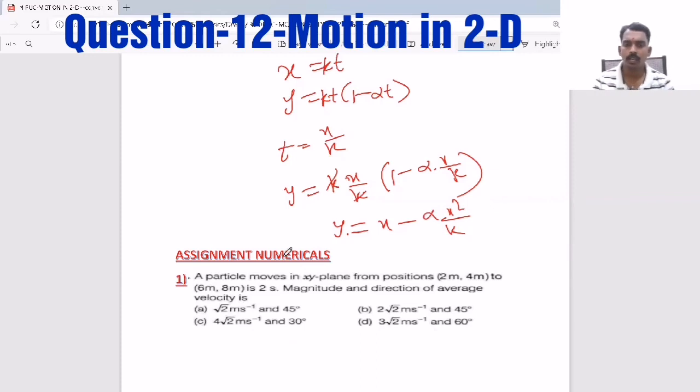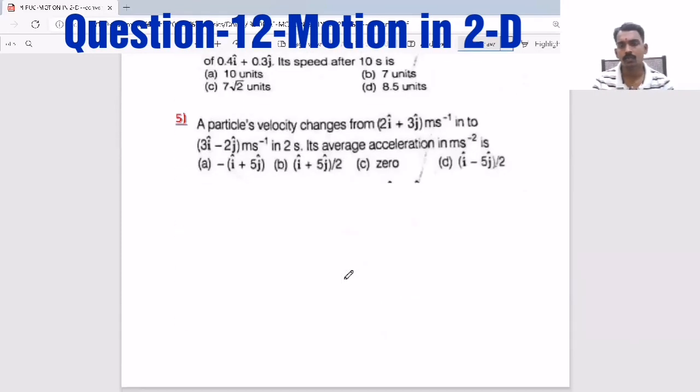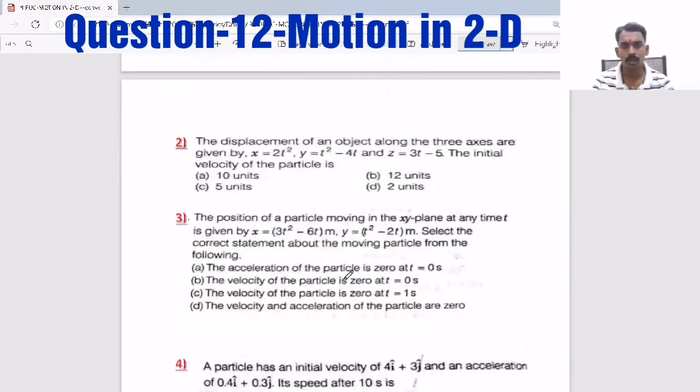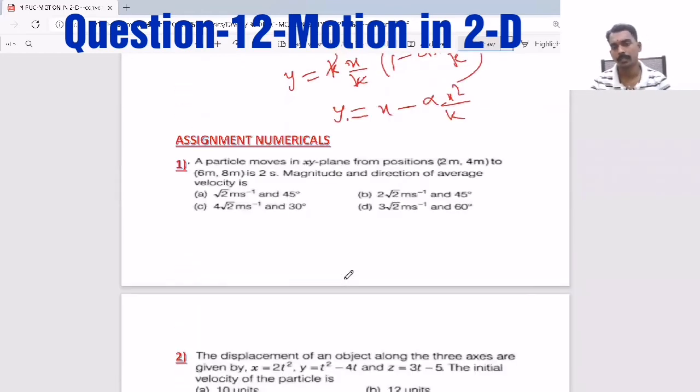So based on the same thing, I have given as usual 5 assignment questions. So please try to solve them so that you will get some better idea about how to solve the numericals based on motion in two dimension.